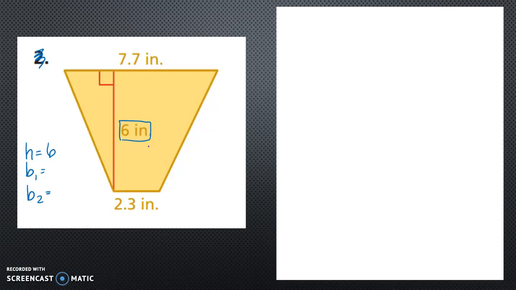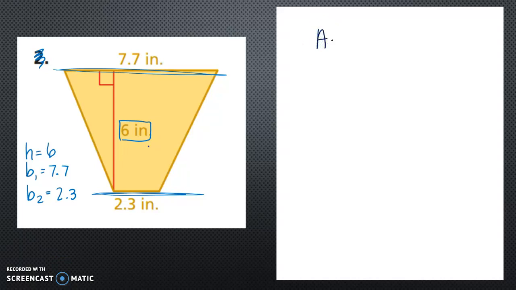Now our two bases, it doesn't matter which one is base 1 and which one is base 2. All we need to decide is, out of the three numbers, which two sides are the parallel sides. So this 7.7 inches and this 2.3 inches, those are the two sides that are parallel. So those would be our two bases, base 1, base 2. I'm just going to pick 7.7 to be base 1 and then 2.3 to be base 2. So make sure you have this written down next to your picture. And we are going to start our process.